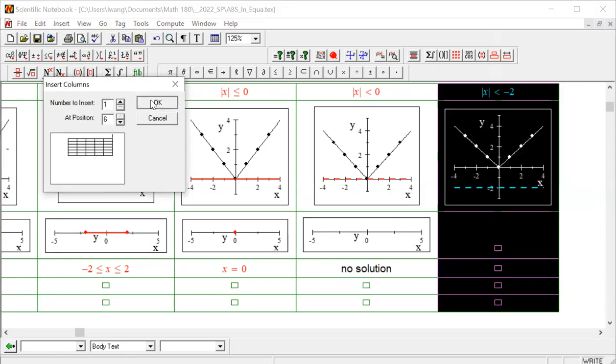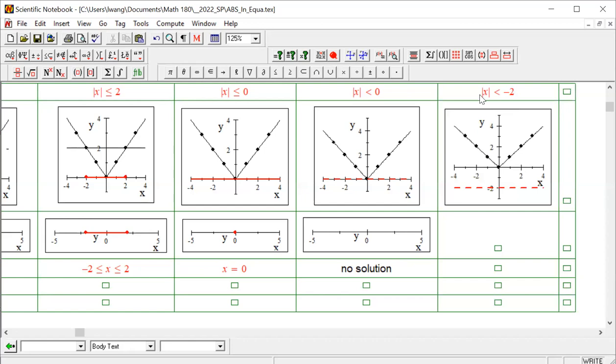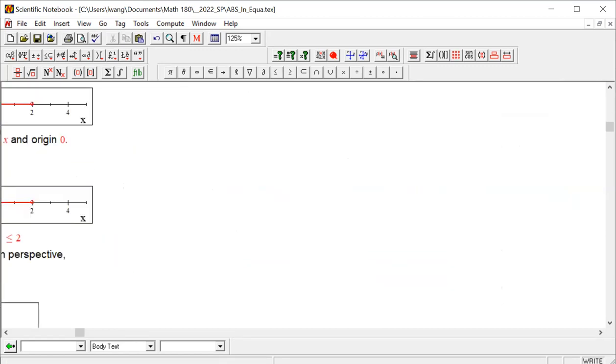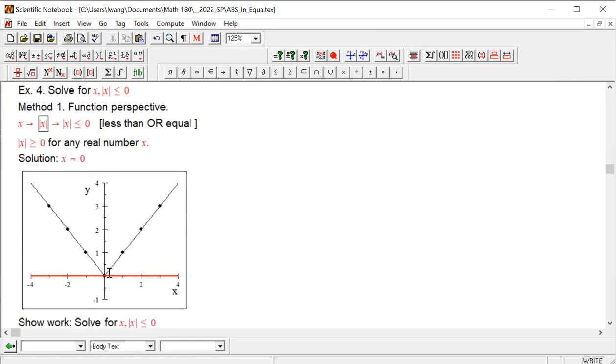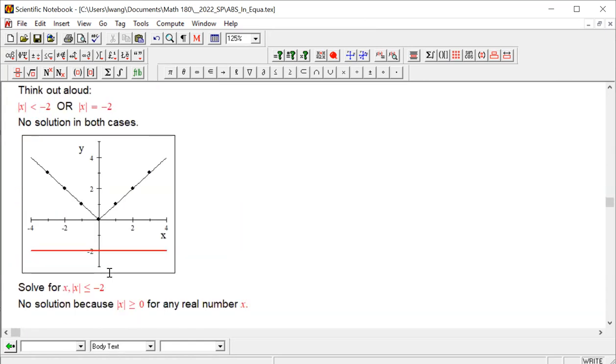So it could be less than or equal to -2. We also covered that, so we studied that as well. And I'm going to put that over here for our comparison, which is this case.